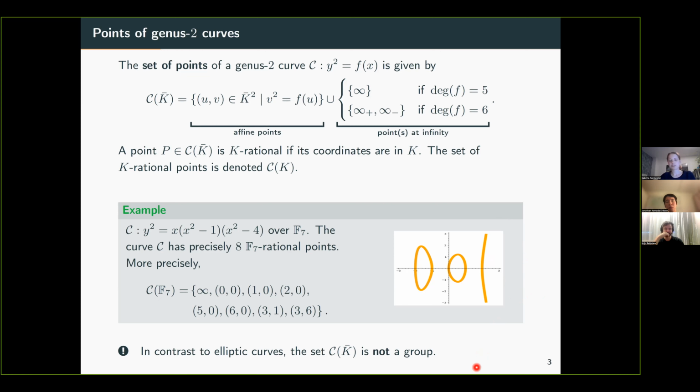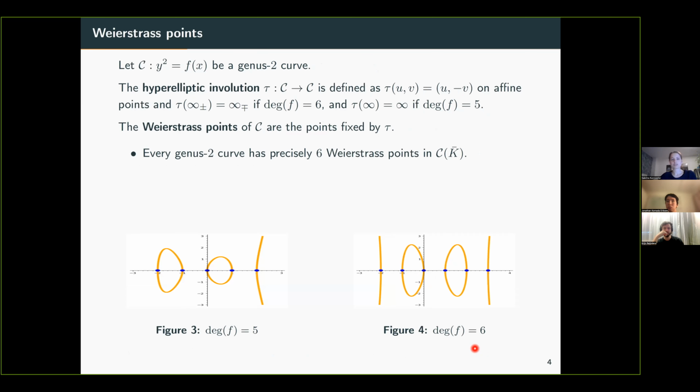Maybe I should already mention the first very important difference to elliptic curves: the set of points on a curve does not form a group. So that's also why the situation gets more complicated in the genus 2 setting. And before I explain more about the group structure, let's look at a very specific set of points, the so-called Weierstrass points.